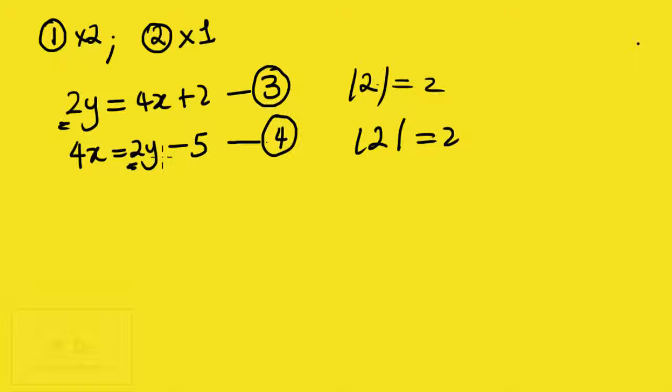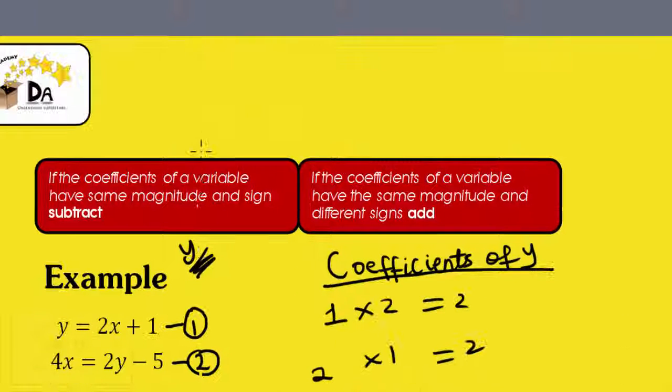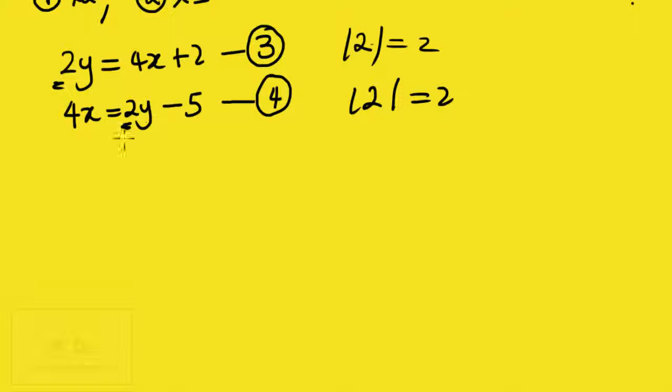In order to actually apply that rule, the variable being eliminated must appear on the same side of the equation in both equations. Let me demonstrate that. In equation 3, the variable y, which is what we're eliminating, appears on the left-hand side. In equation 4, the variable y appears on the right-hand side. In order for the rule to apply, the variable y must appear on the same side of the equation. So I'm going to write equation 3 again.